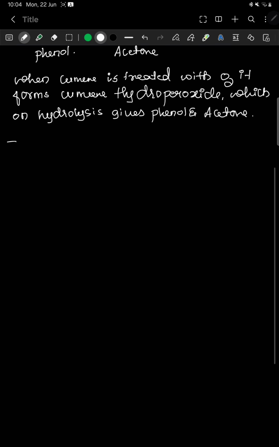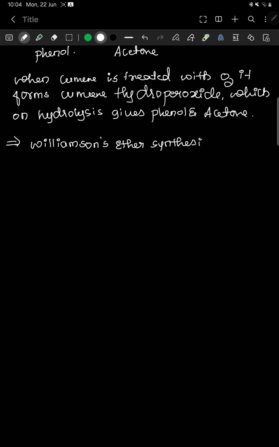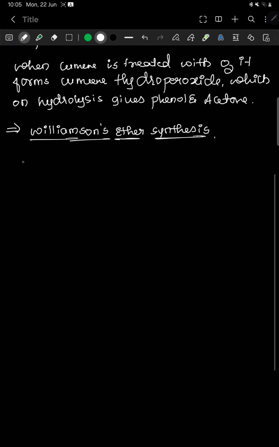Next comes another important 2-mark question. I think you might have heard about this one: Williamson's ether synthesis. So let us begin with this reaction.